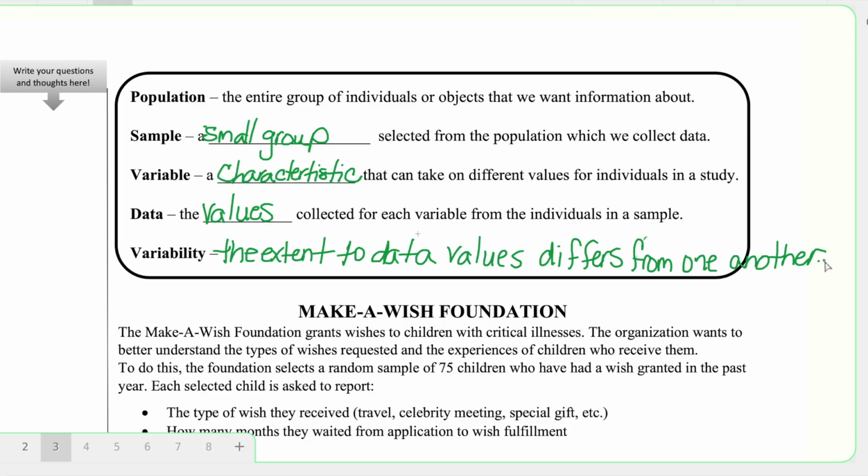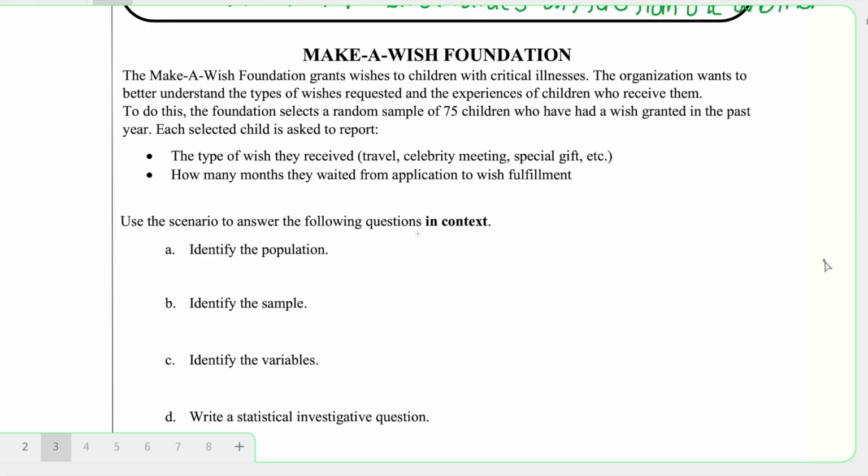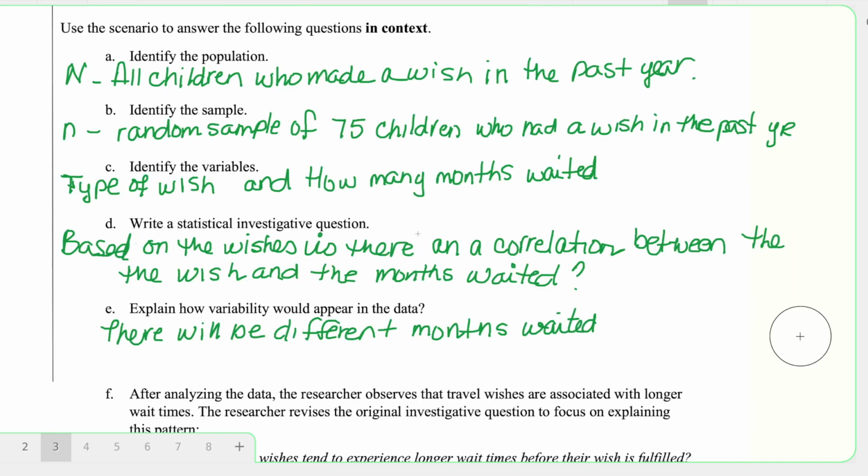All right, let's go ahead and read the Make-A-Wish Foundation problem. Let's pause the video and we'll come back. All right, guys, so here are my answers. Go ahead and look over and see if you got it right.